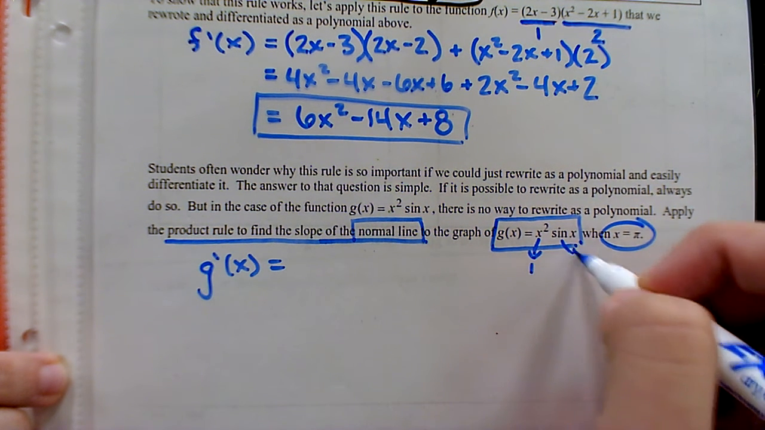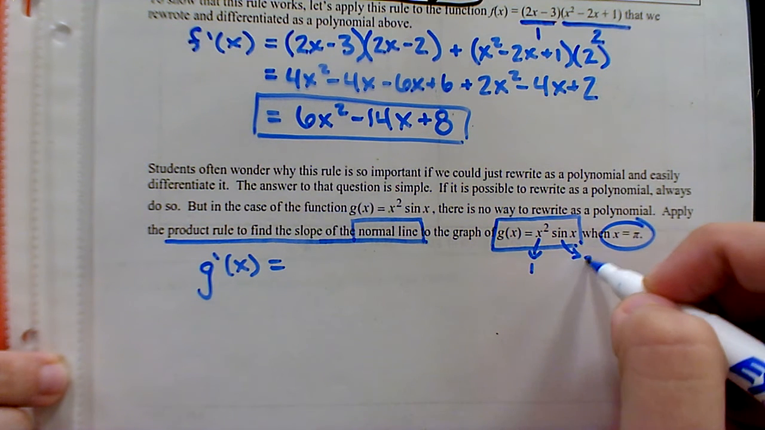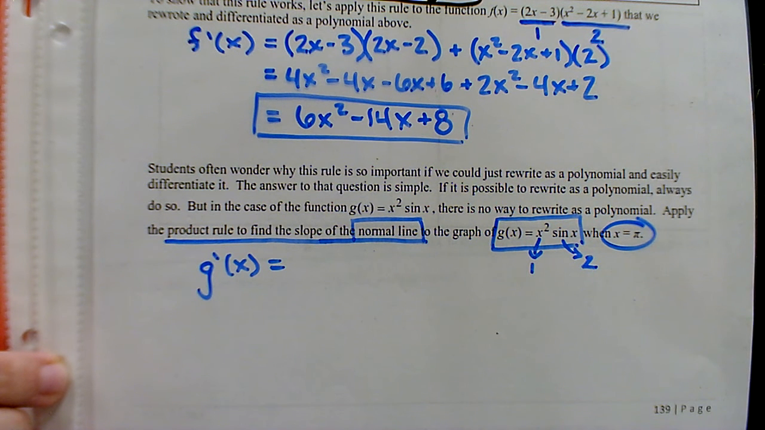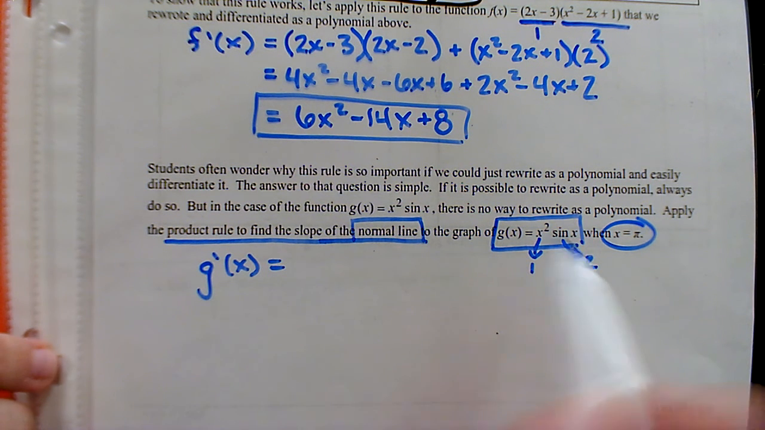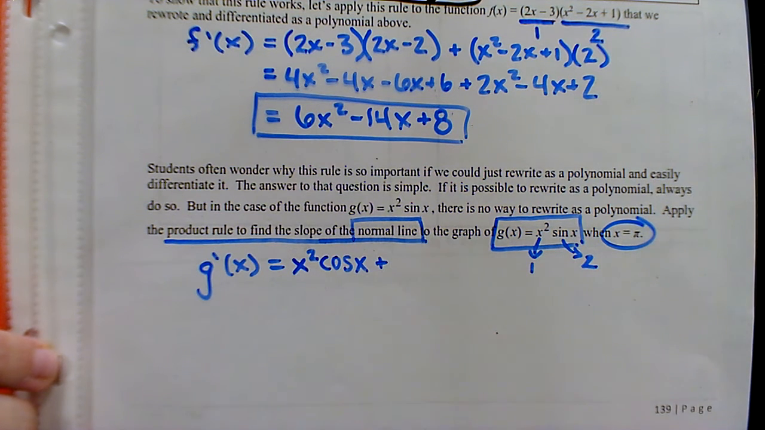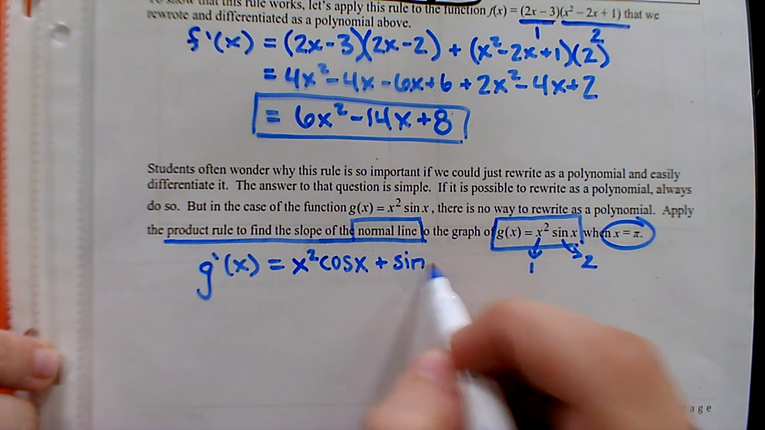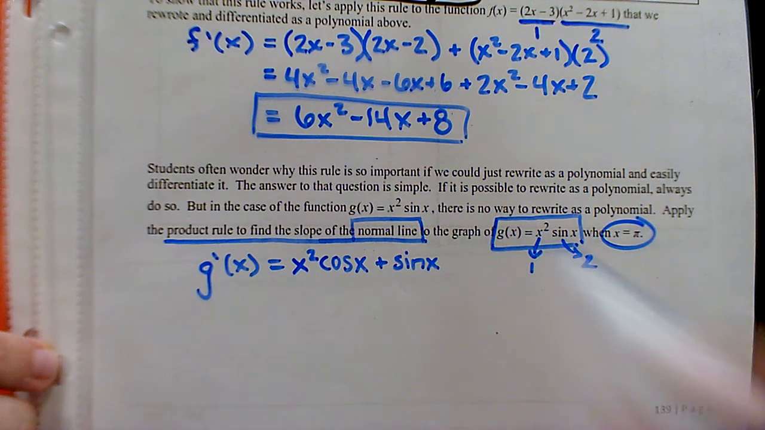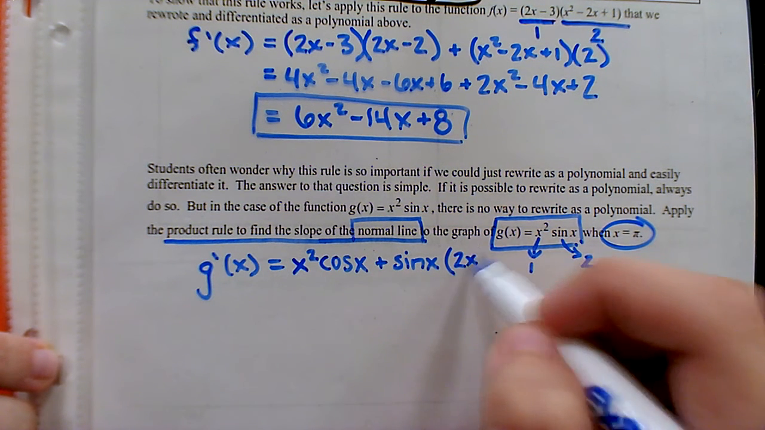X squared is the first equation or piece, and then sine of x would be the second piece. Okay, so going through our product rule, we need 1 d2 plus 2 d1. So we labeled x squared as 1, and then we got to multiply that by d2, the derivative of sine. Cosine, that's another shortcut for us, plus 2, times d1, the derivative of x squared. We got 2x.